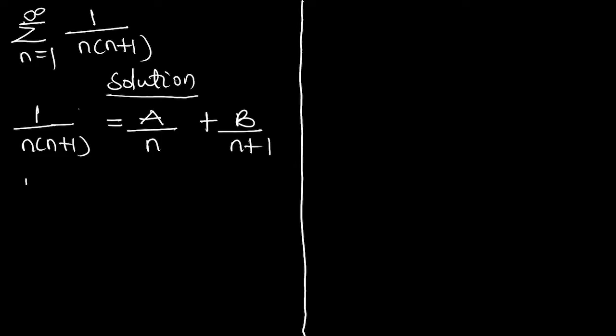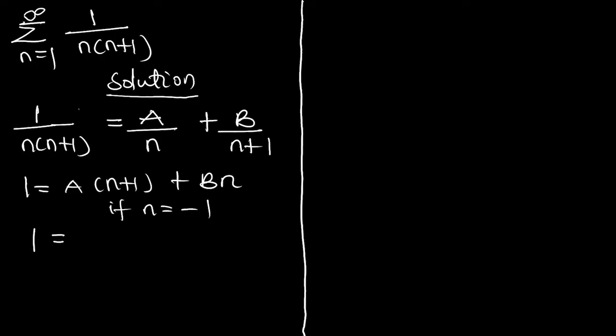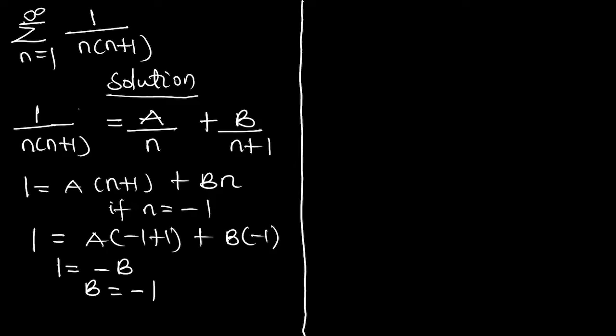We are going to have 1 equals a multiplying n plus 1, plus bn. So this is just the basic way of resolving into partial fractions. So if n equals negative 1, we are going to have 1 equals a multiplying negative 1 plus 1, plus b multiplying negative 1. This part will go to 0, so we are going to have 1 equals negative b, and b is going to be equal to negative 1. So we have the value of b.